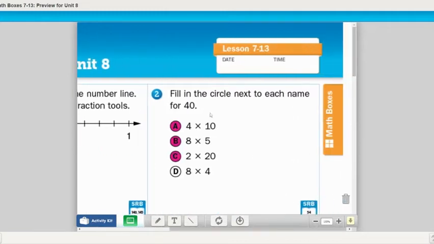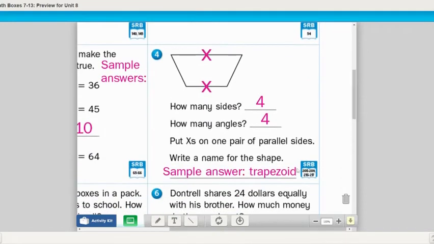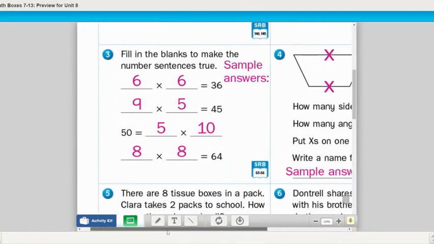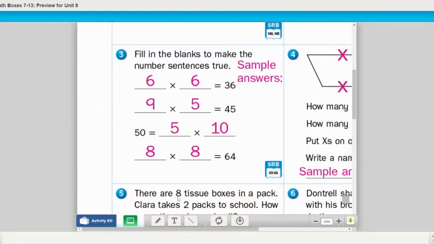Next, number 2, fill in the circle next to each name for 40. It's the first 3 names. 8 times 4 does not equal 40. It equals another number. Yell it out right now if you know it. That's right. If you yelled out 32 nice and loud, then you are correct. Let's look at these next ones. Don't forget to be giving yourself a star if you get them. These are sample answers because there are lots of different ones. This first one is 6 times 6 equals 36.